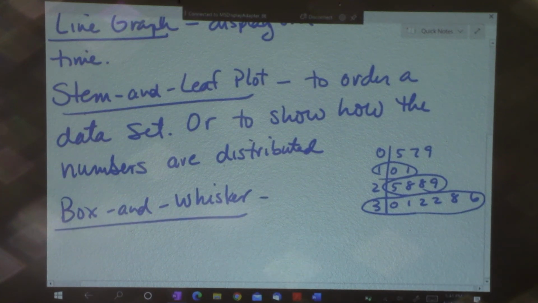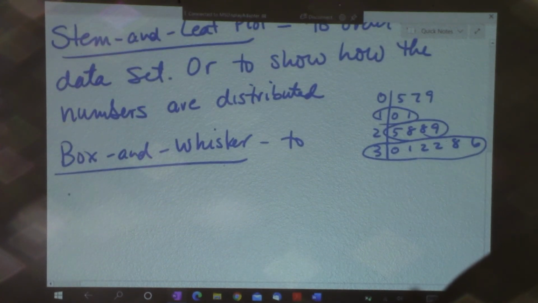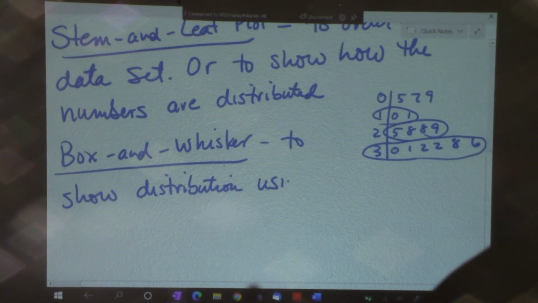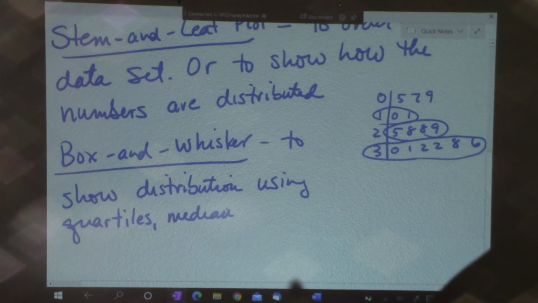Okay, how about box and whisker? When do you use that? You want to show distribution also. But you're using the quartiles, the median, and extremes. Okay? So that's when we use box and whisker.